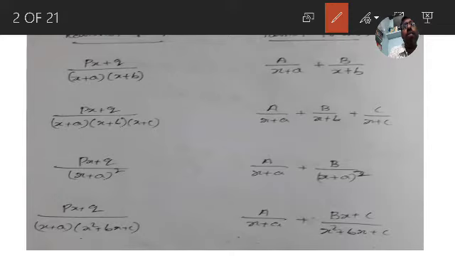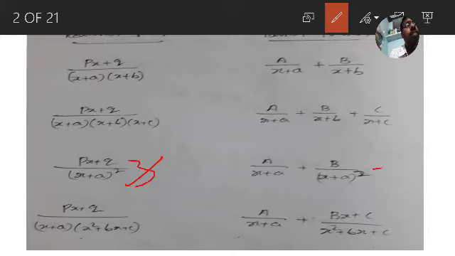And the third one is (px+q)/(x+a)^2, then it is A/(x+a)^1 + B/(x+a)^2. If it is a cube, then you will get plus C/(x+a)^3, like that. If it is power 4, then up to 4, and if it is power 5, then up to 5, like that it goes on. So for the whole square, (x+a) power 1 and (x+a) power 2. For the whole cube, up to the cube, like that it goes on. So that is the property.